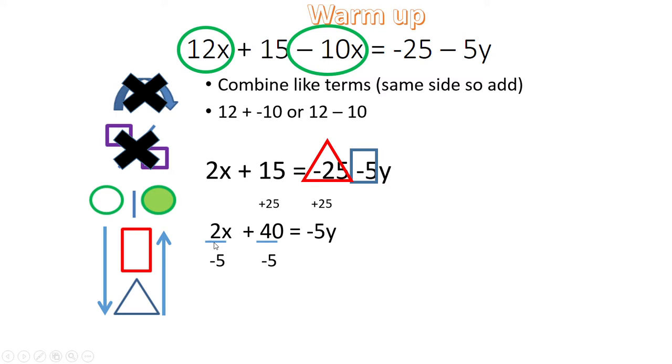And if we do 2x divided by negative 5, we get negative 0.4x. And then 40 divided by negative 5 is negative 8. But we would write it as minus 8 because it's the second term.